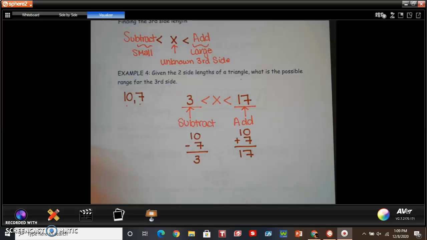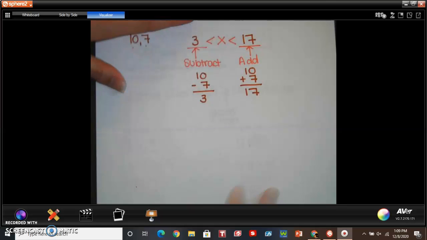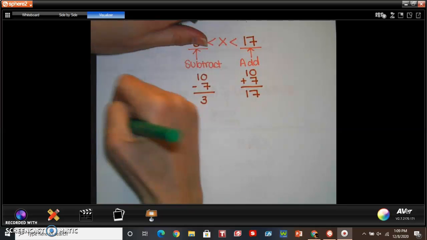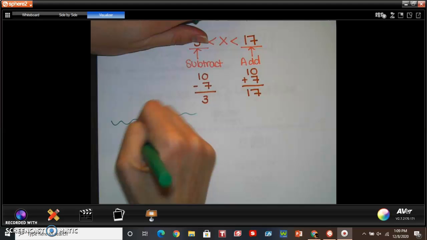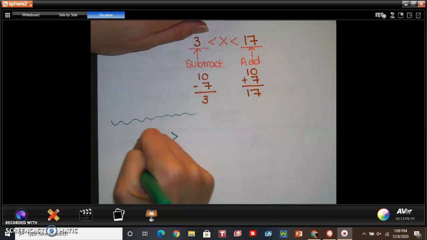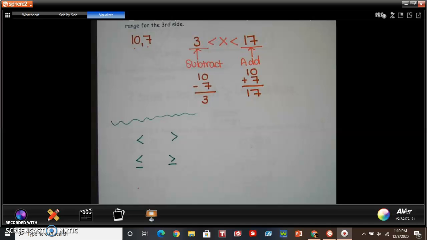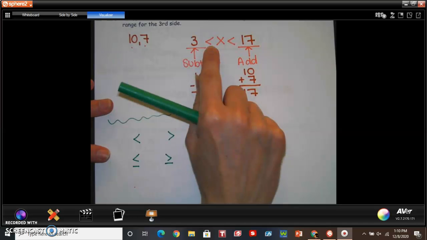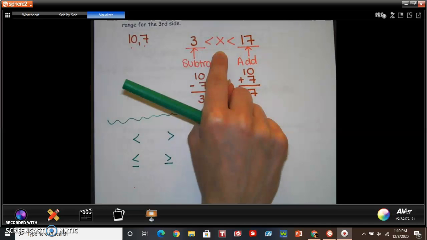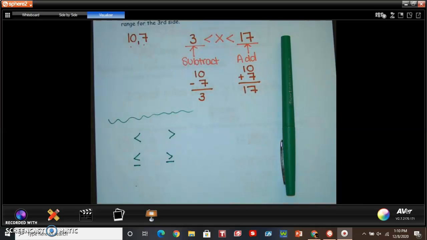So 4, 5, 6, 7, 8, 9, 10, 11, 12, 13, 14, 15, 16. Now, if you're like, what about 3 and 17? Why can't they be included? Do you remember when you learned about inequalities? And you learned about that means less than, and that means greater than, and this is less than or equal to, or greater than or equal to. That equal to means that it's included. Since these are just greater than and less than symbols, that does not mean that they actually include the number. The range is going to be between those numbers.